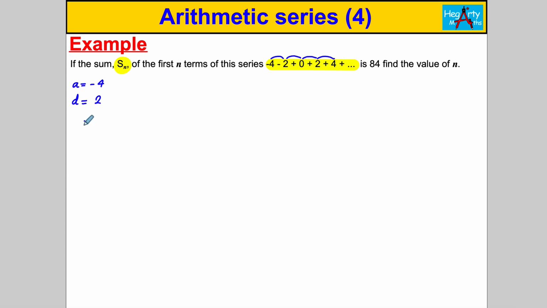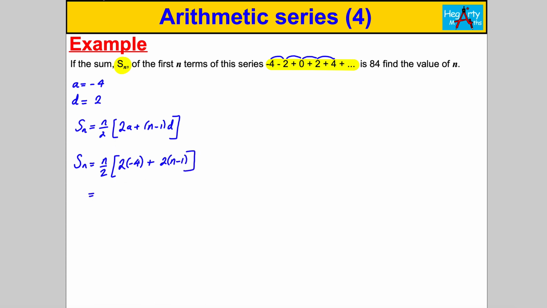So therefore, Sn, the formula for the sum of the first n terms of this arithmetic series, is given by the formula n over 2 multiplied by 2a plus n subtract 1 multiplied by d. So let's substitute in a is negative 4 and d is positive 2. Sn is therefore n over 2, 2 multiplied by negative 4, add 2 lots of n subtract 1.